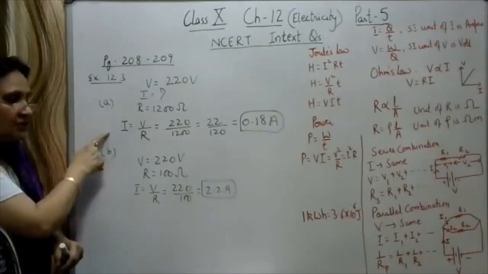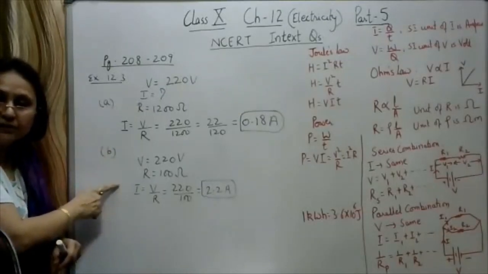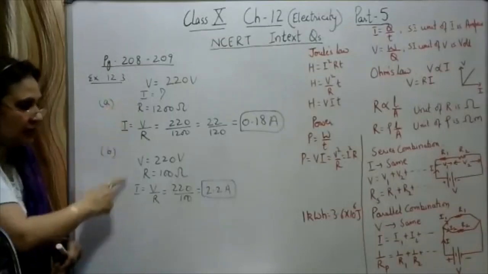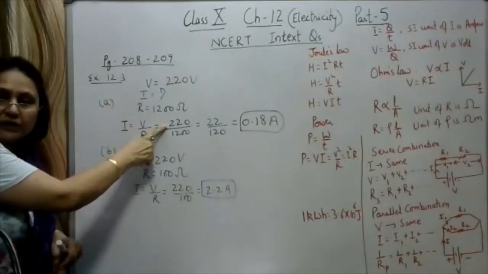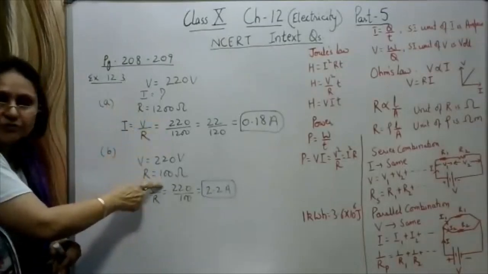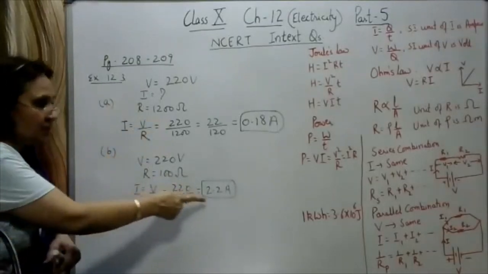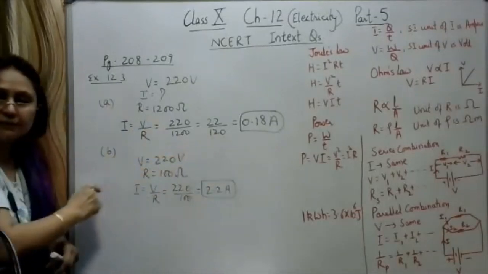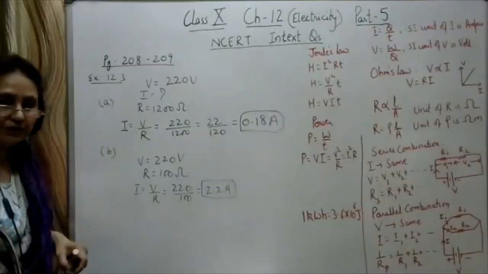Here you can see which one is drawing more current. The electric heater draws more current. This is for an electric bulb, this is for an electric heater, both working on the same voltage source, 220 volts. The current drawn by the electric heater is 2.2 amperes, whereas by the bulb it is 0.18 amperes. So the electric current drawn by the heater will be more.